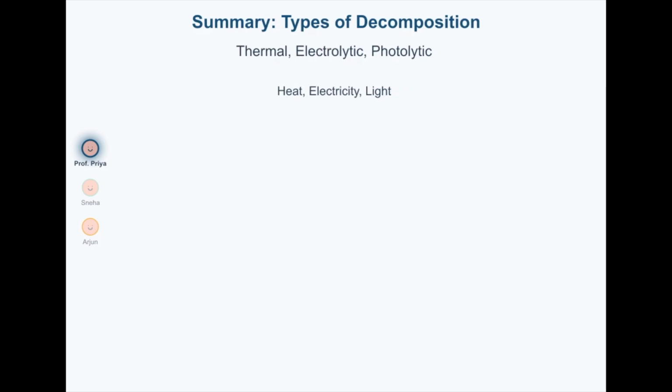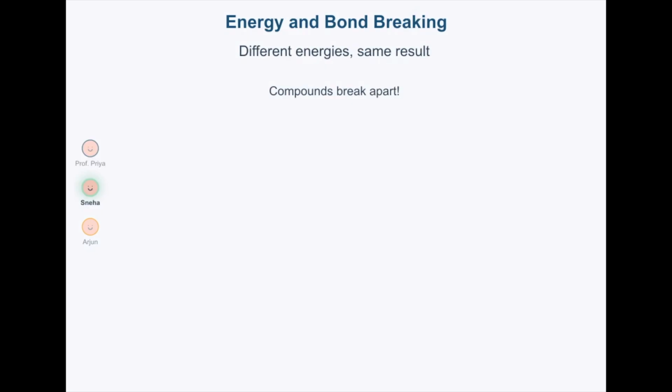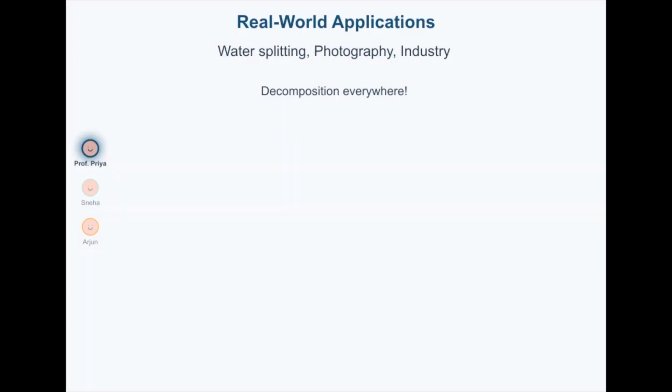Today we explored 3 types of decomposition: thermal by heat, electrolytic by electricity, and photolytic by light. Different forms of energy, but they all achieve the same result: breaking compounds into simpler substances. These decomposition reactions have real applications: water splitting for hydrogen fuel, photography, and many industrial processes.